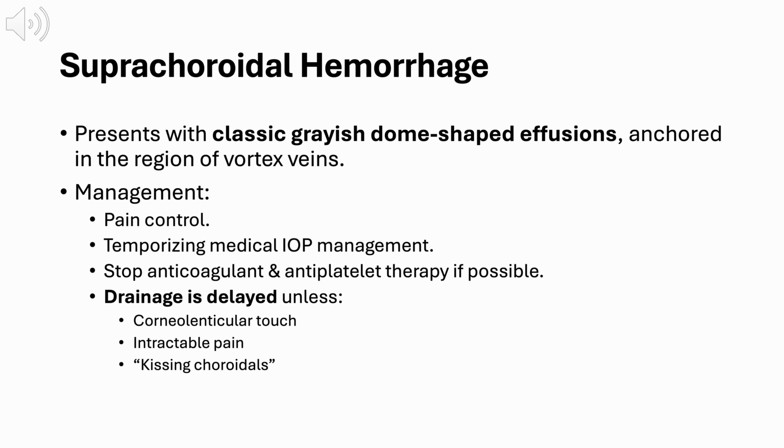Suprachoroidal hemorrhage has a very characteristic appearance: gray, dome-shaped elevations deep in the fundus, typically anchored at the vortex vein regions. When you see these broad, immobile gray choroidal domes, the diagnosis is usually straightforward. Management is mostly supportive in the acute phase.